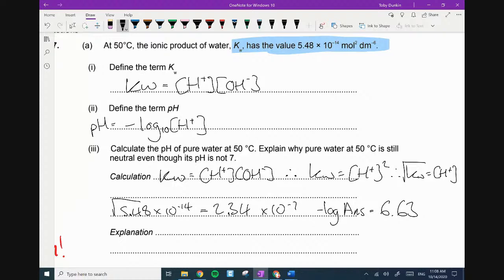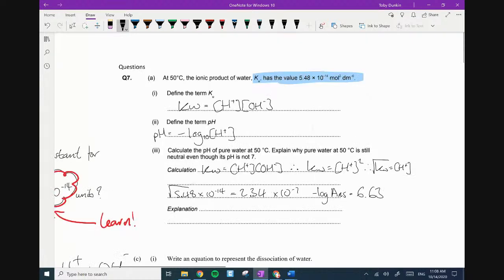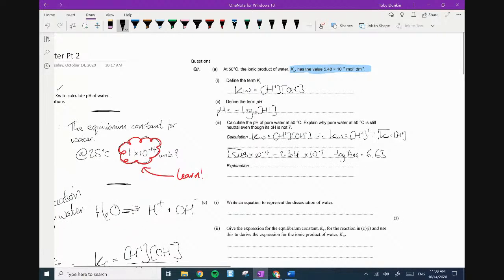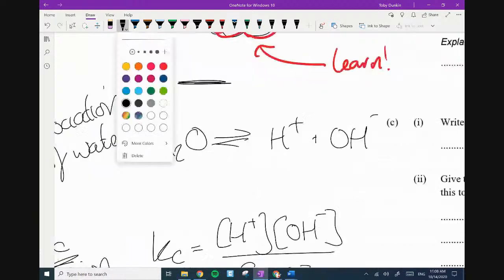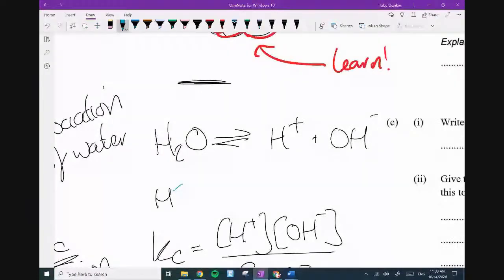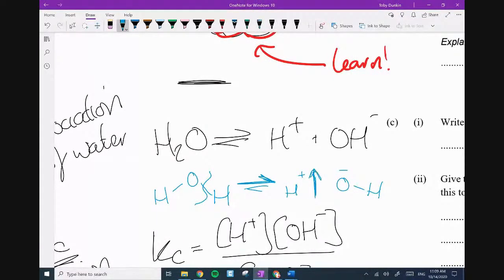Because if I raise the temperature of water, looking back at our equilibrium and our understanding of this, we know that in this equation we're breaking bonds, yeah? And if we raise the temperature of water, we're going to break more bonds. So the equilibrium shifts this way. The H plus concentration will therefore increase, therefore the pH will decrease. Can everyone give me a thumbs up if they got pH 6.63, please? Amazing.